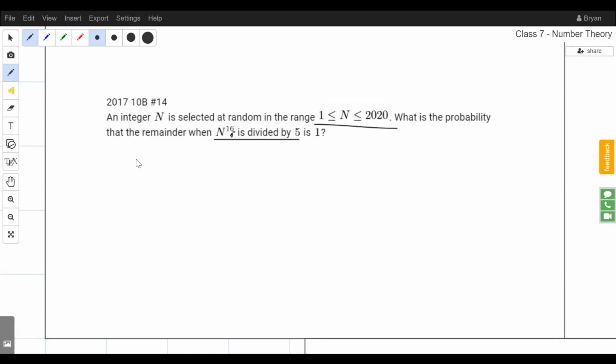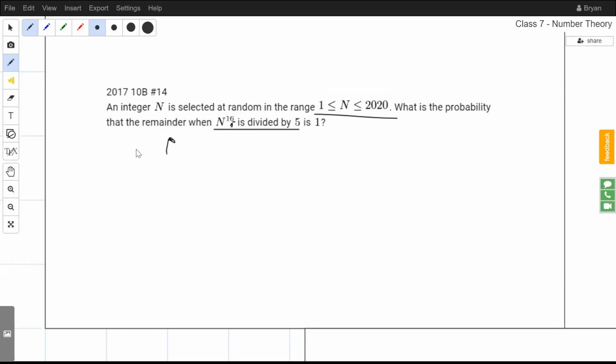So if n is equal to 0 mod 5, then this is always going to be 0 mod 5 no matter what power n is. If n is 1, then any power of n is always going to be 1 mod 5, as you just keep on multiplying by 1, so you're going to be left with 1.